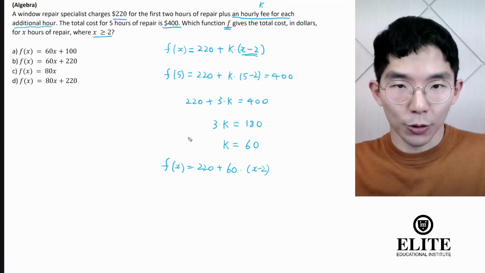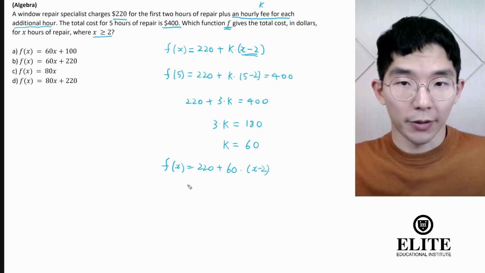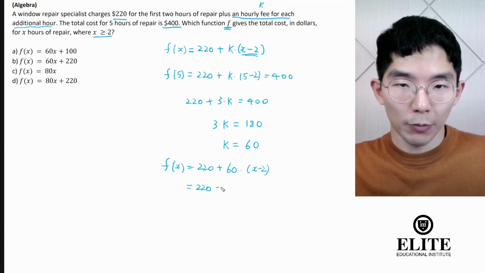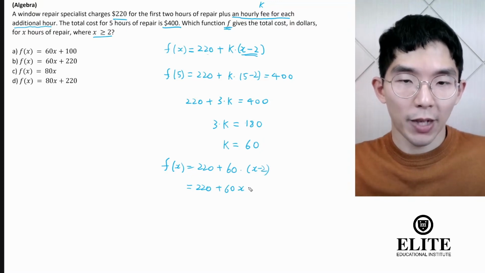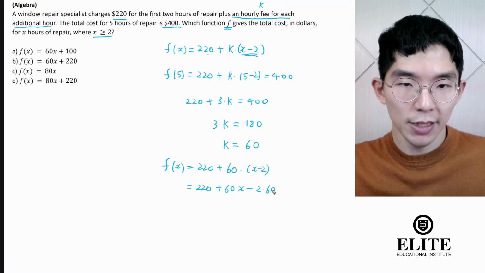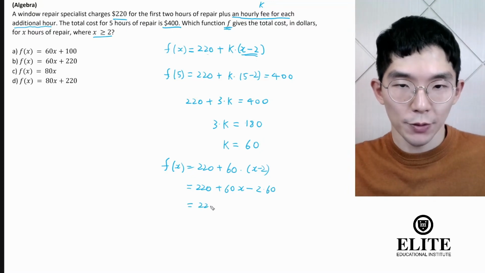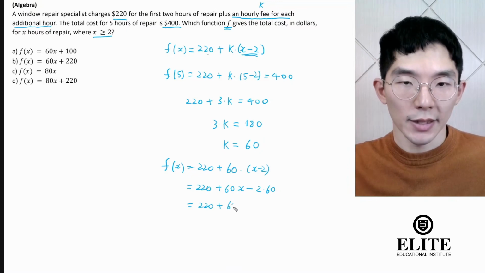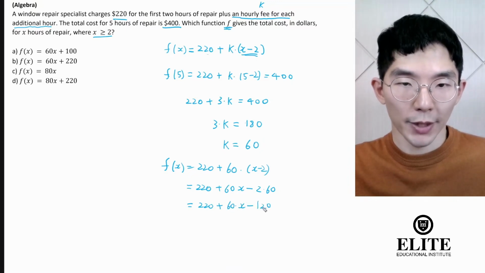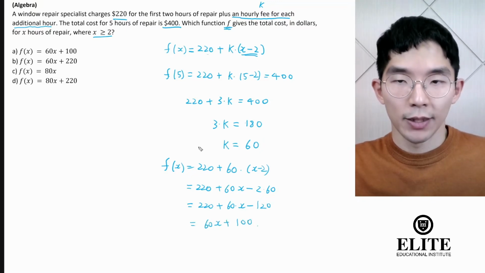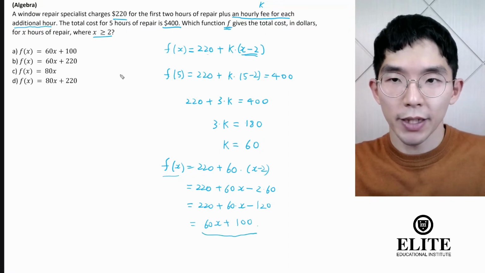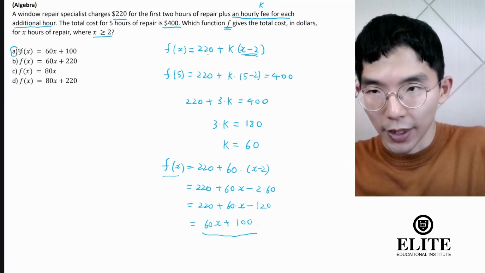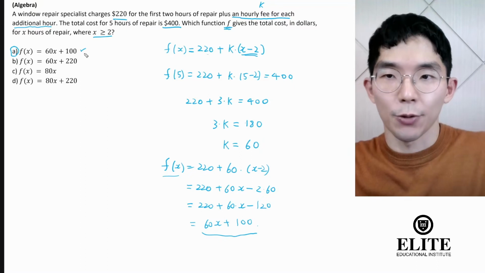Now, none of my answer choices has this, so maybe we need to simplify it a little bit further. So 220 plus 60 times what? We multiply 60 to x and to minus 2 here, so it's going to be minus 2 times 60. And let's see if we can simplify that. 220, 60 times x minus 120, which gives us 60x plus 100. Now, finally, f(x) equals 60x plus 100. And which one has that? Answer A. Therefore, A is our answer.